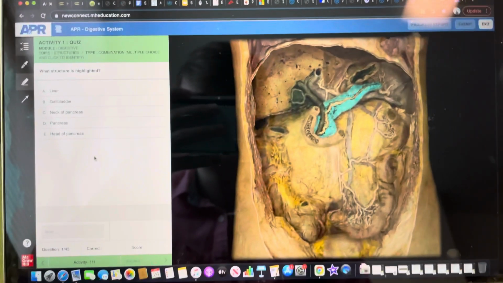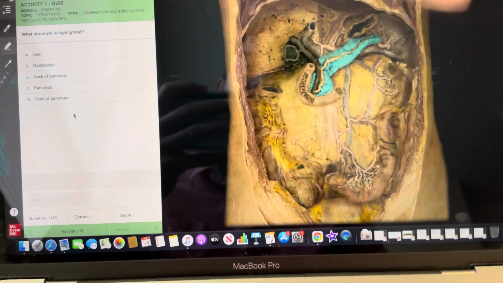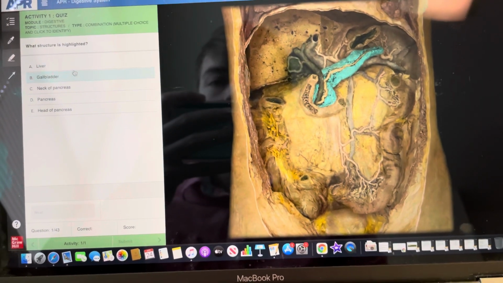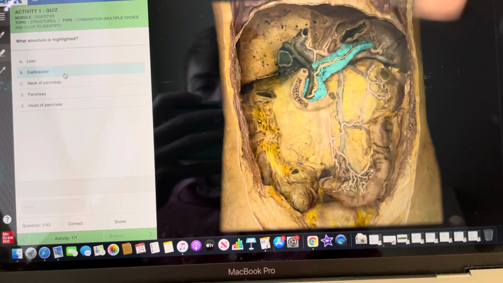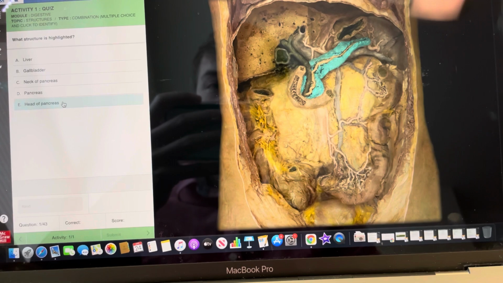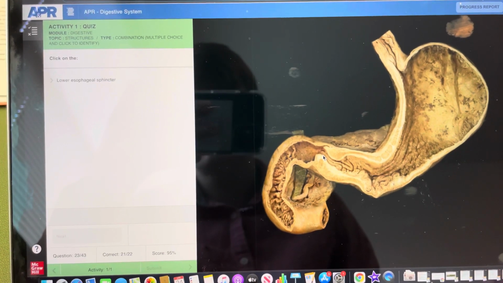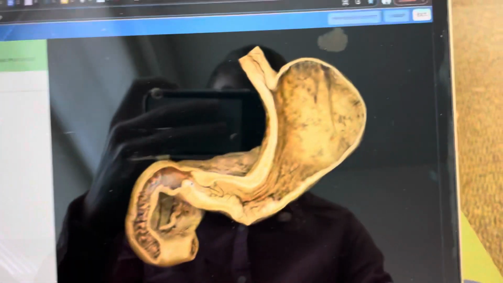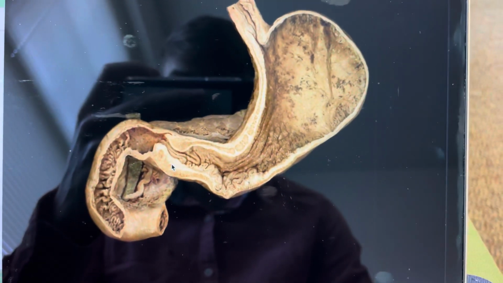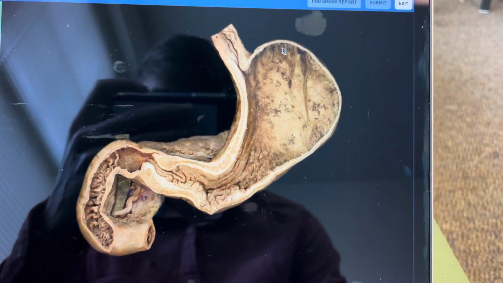Starting off right here, it's going to show the picture of the cadaver again with a highlighted image. It's going to ask, is that the liver, gallbladder, neck of pancreas, or head of pancreas? That isn't the liver or the gallbladder, that is the pancreas. Now we need to know if it's the neck, the whole thing, or just the head, and that would indeed be the whole thing. Here's another example of a question. It's asking where the lower esophageal sphincter is, and it's got a picture of the stomach here. You can see the duodenum here, you can see the body and the fundus and the cardia and all that.